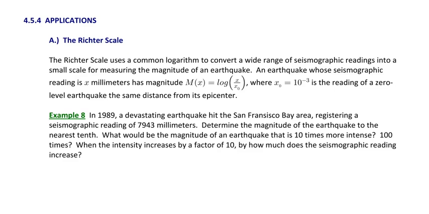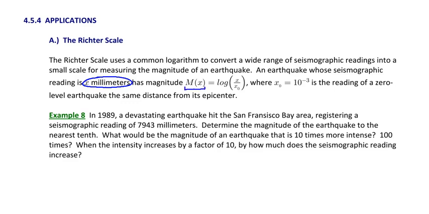So let's take a look at, first of all, the Richter scale. The Richter scale uses a common logarithm to convert a wide range of seismographic readings into a small scale for measuring the magnitude of an earthquake. An earthquake whose seismographic reading is x millimeters has magnitude M(x) = log(x / x₀), where x₀ is 10 to the negative third, which gives us the reading of a zero-level earthquake the same distance from its epicenter. So what we're going to do is take the measurement from the seismograph, x, measured in millimeters, and convert that into the magnitude of the earthquake.